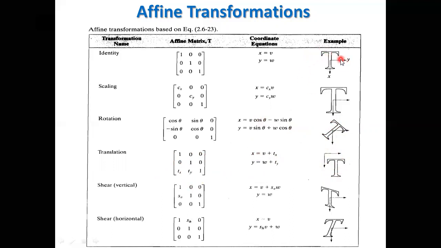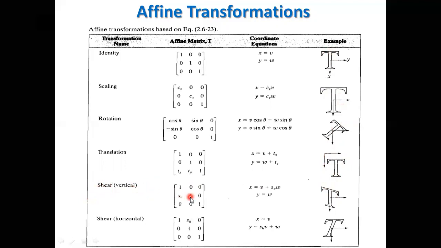If we observe here, the origin will be here, with the x-axis and y-axis. The origin will be in the middle. So here if we are observing, the origin will be somewhere. That means translation will occur, transferring this T into some other positions. Okay. Next, shear vertical, that means vertically translated.